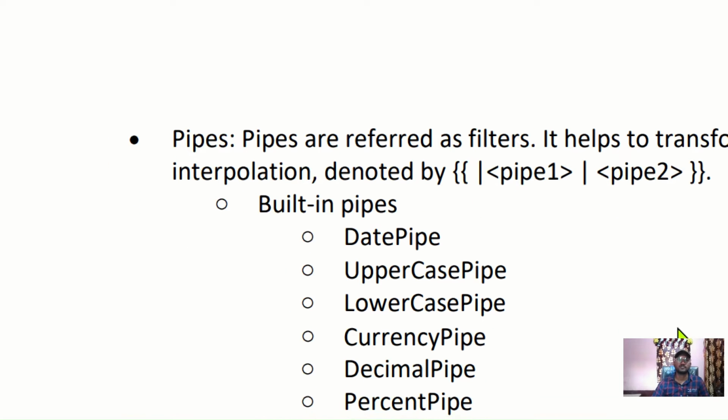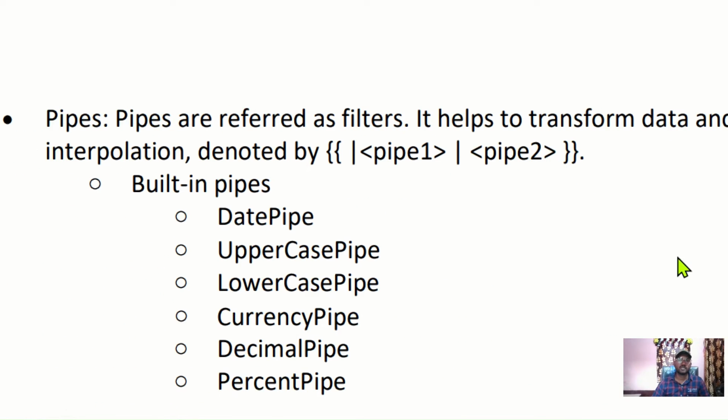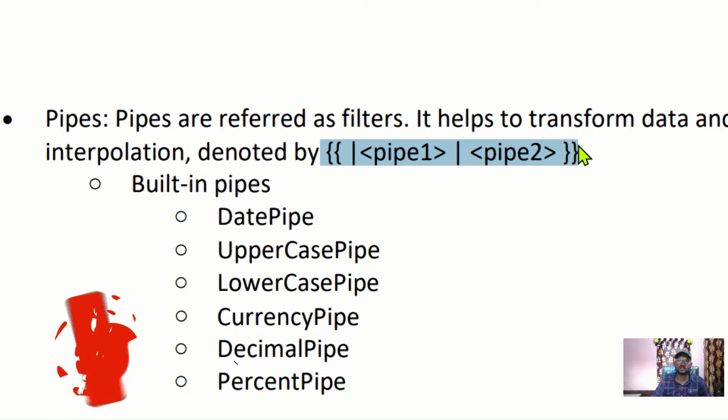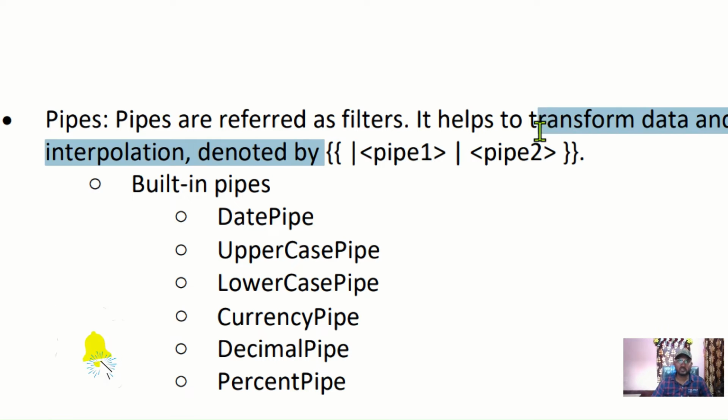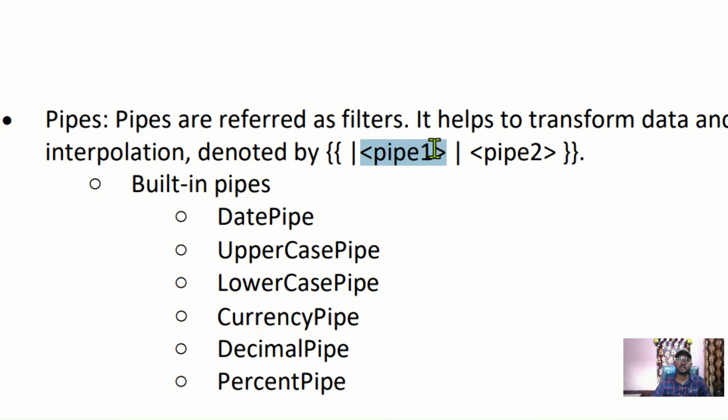Basically, pipes are used to transform data from one format to another format. For example, suppose you are typing something in lowercase. Pipes can help you get those things in uppercase. In Angular, you can use pipes with this syntax: if you are using interpolation, whatever data we want to be transformed, you just use the pipe symbol like this, and then the name of the pipe.